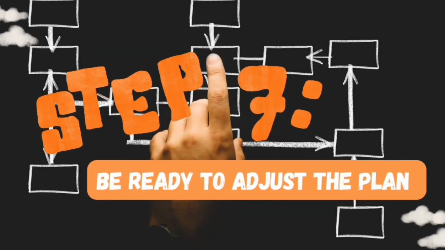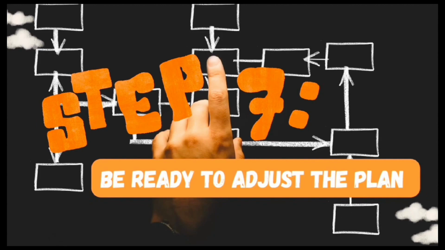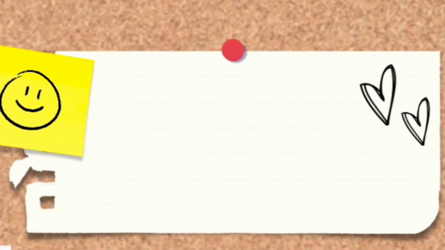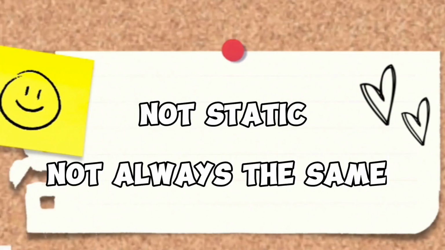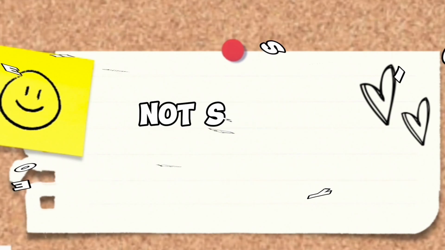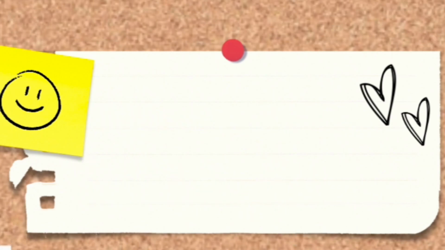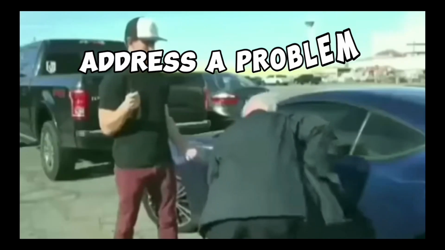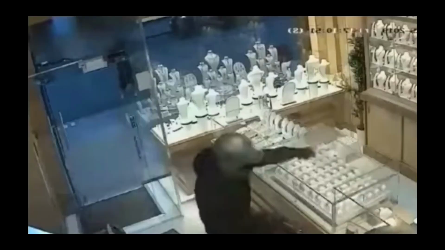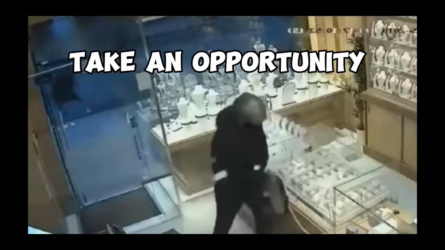Step 7. Be ready to adjust your plan. An operational plan is not static. It's not always the same. It needs to be reviewed in order to know if adjustments are needed. Adjustments may be needed in order to address a problem or to take an opportunity.